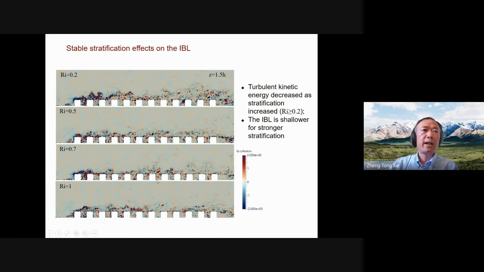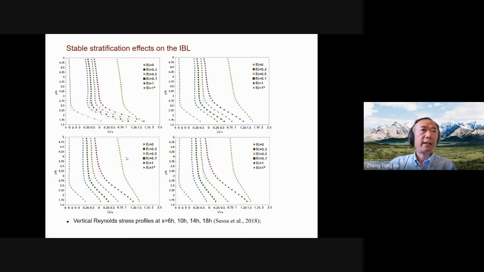Also, you can find that at larger stratification, the turbulence is getting weaker or decaying. Yeah, decaying fast. And there is also more detailed data for the interface height, the height of the interface, based on the vertical fluctuation, right?